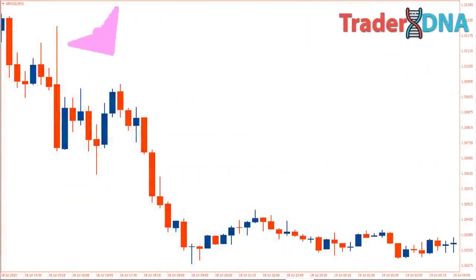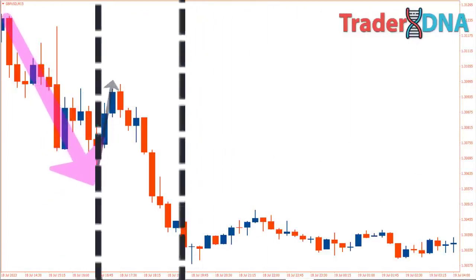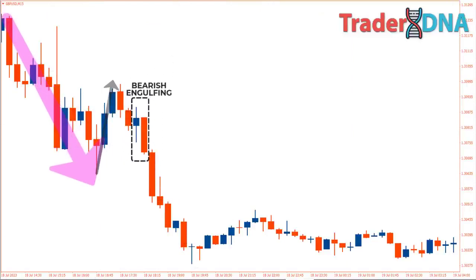Next, in this chart, you can clearly see that the market is in a bearish condition. Then, the price undergoes a correction, followed by the formation of a bearish engulfing pattern. When you see price action like this, I have high confidence that most experienced traders would agree that the market is likely to continue its bearish trend.